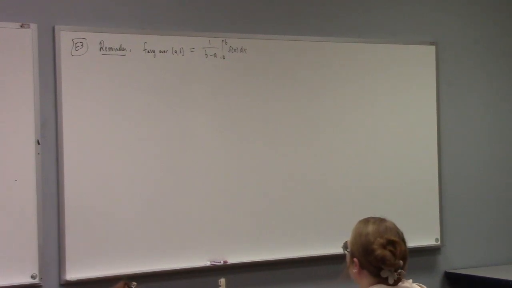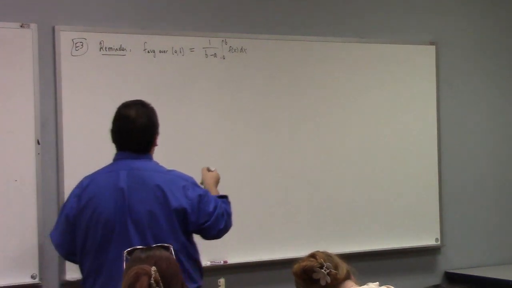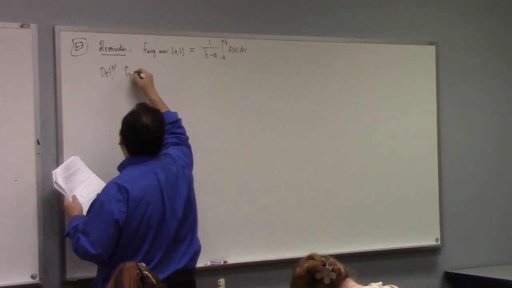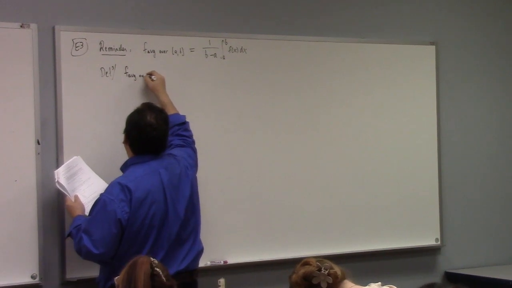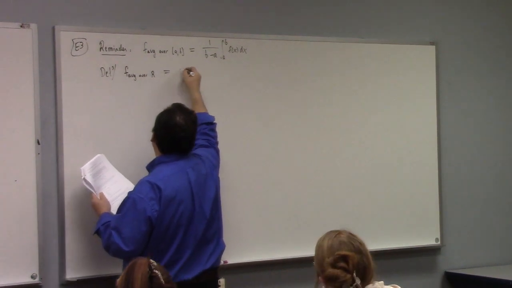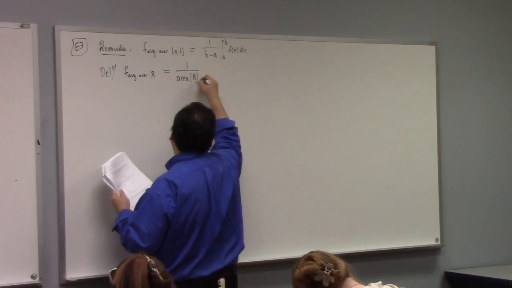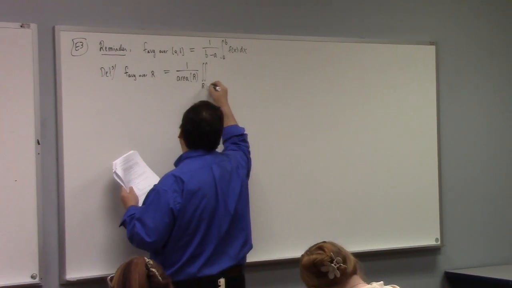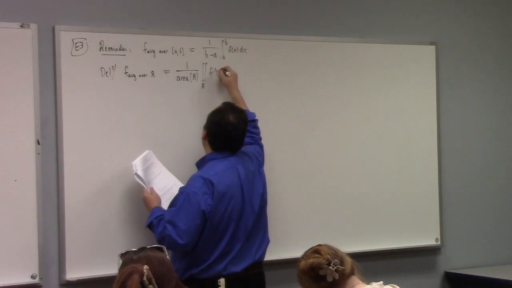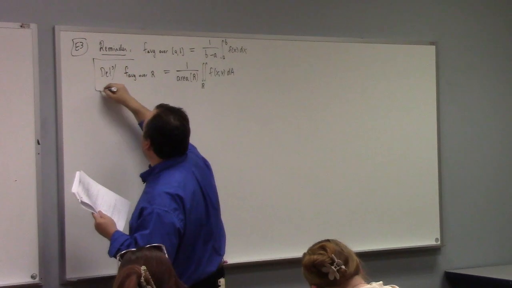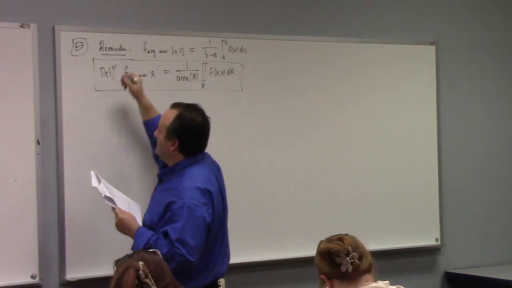Well, now that we have functions of 2 variables, we can up the game a bit here. Now we can talk about f average over a region, and we can define that to be 1 over the area of the region times the double integral over the region of f of x y dA. So this is the average of a function, right?